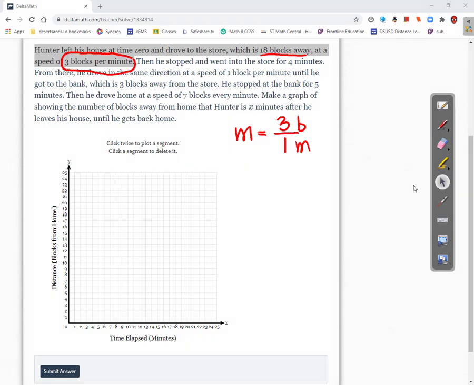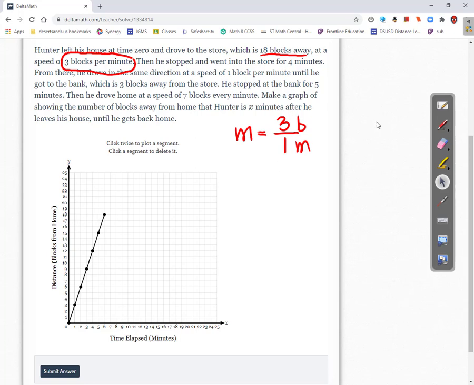Okay, so let's go over here and let's use our up 3, right 1 until we travel 18 blocks. So from the beginning, where it says he left at time 0, up 3, right 1. Now I've traveled 3 blocks, up 3, right 1 again. Now that's 6 blocks. You can see that over here on the y-axis. Up 3, right 1. Now that's 9 blocks. Up 1, 2, 3, right 1. That's 12 blocks. Up 1, 2, 3, right 1. That's 15 blocks. We're almost there. And up 1, 2, 3, right 1. And we've got 18 blocks right there.